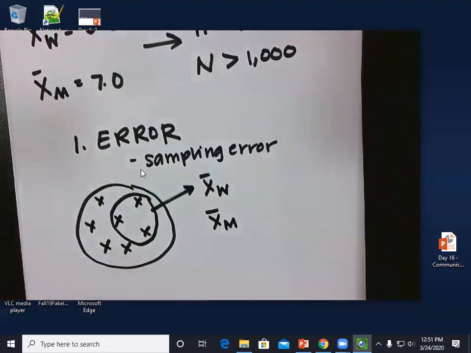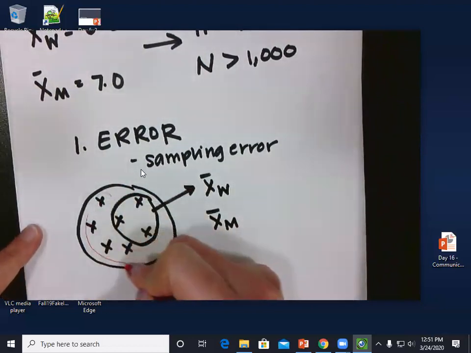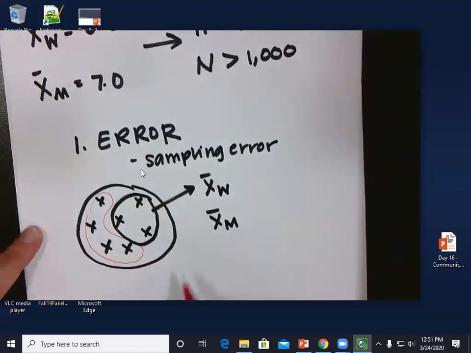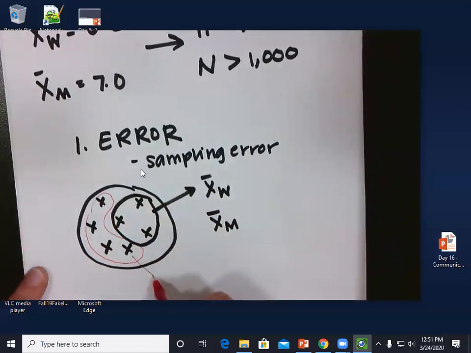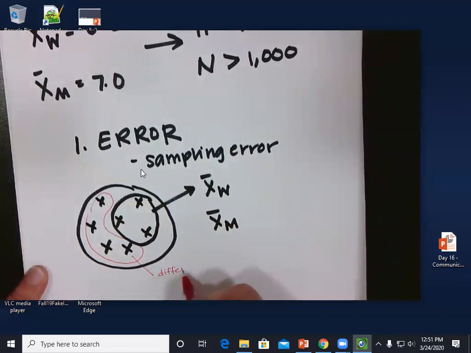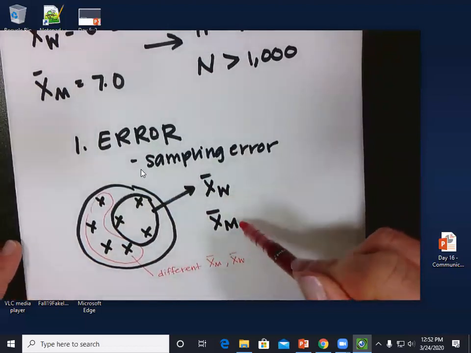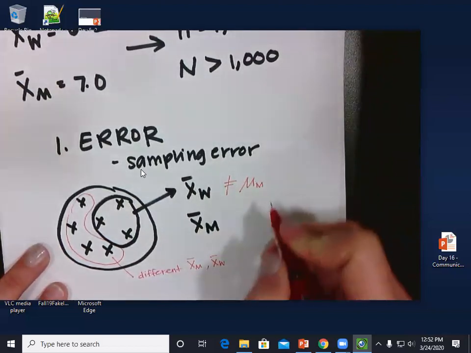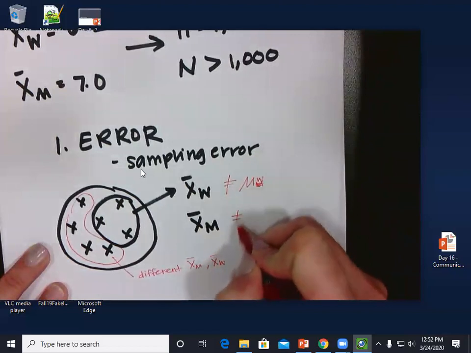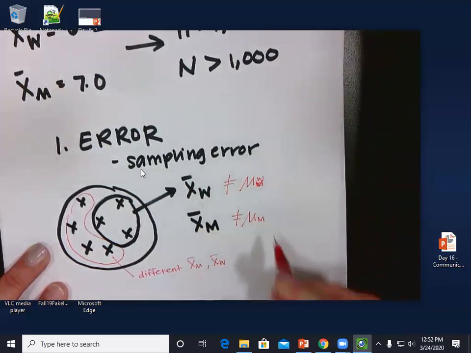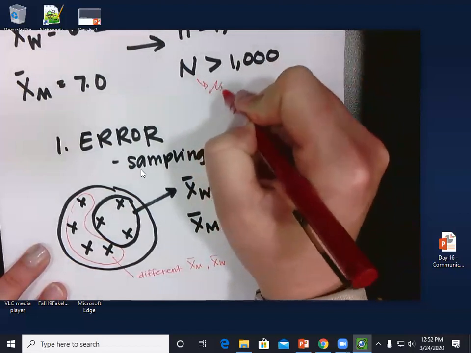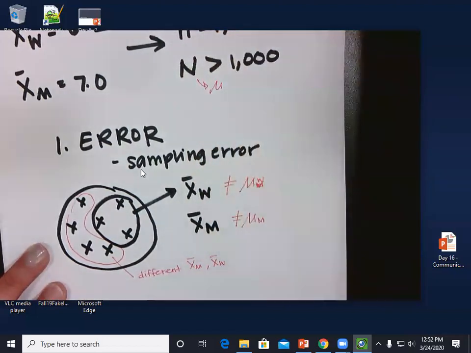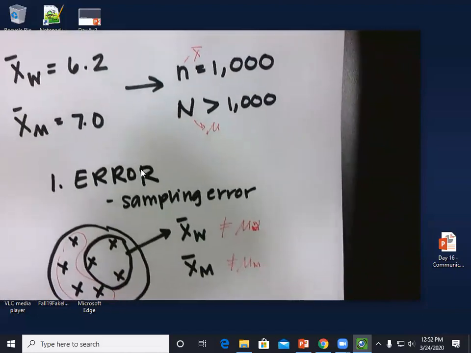Let me change colors a little bit here. If we talked to the people who were not sampled, we would have found a different mean for the men and the women. So we get this result in our sample, but we know that what we get in our sample is not equal to the population mean for the men and the women. Mu is the mean in the population. X bar is the mean in the sample.